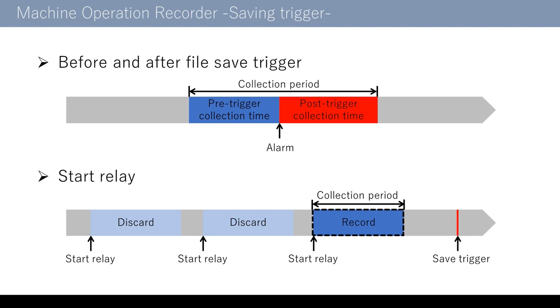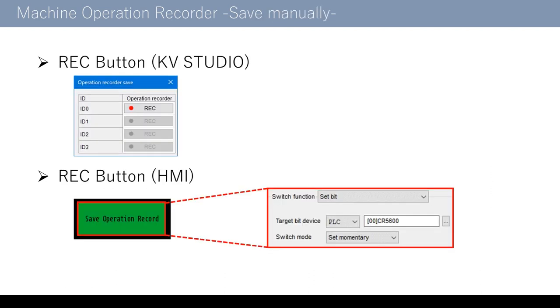The save trigger can be operated manually from the HMI or can be automatically saved by the timeout from the cycle start signal. You can automatically save the data at the time of trouble by using the trigger. The operation record also can be saved manually.